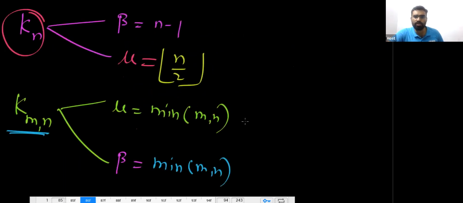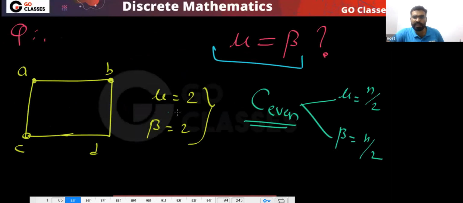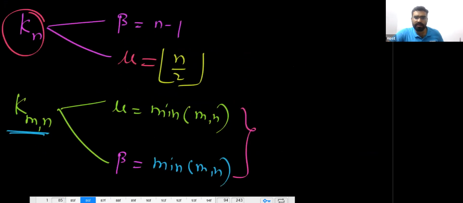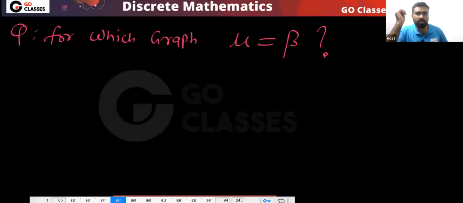So for K m,n also these will be the same, but for complete graph this will not happen. For cycle graph C even this will happen, and for C odd this will not happen. You can just check.